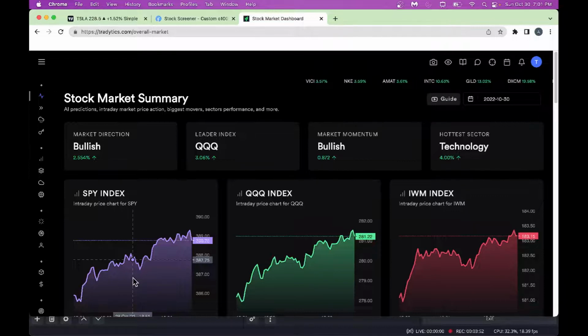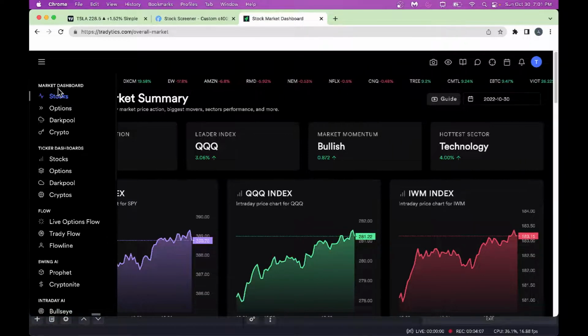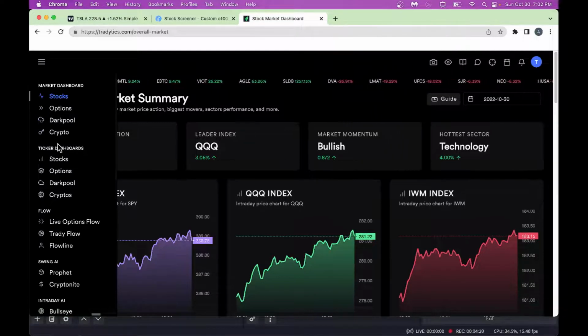I know there are a lot of tools. These folks have really built a lot of tools in this platform, which is very good to see. As you go into the platform, look, there are simple ways. We've got the market dashboard. In the market dashboard, as you can see here, there is stocks, options, dark pool, and crypto. This talks about the general market itself and gives you a very good idea. That's the first section here, the market dashboard.